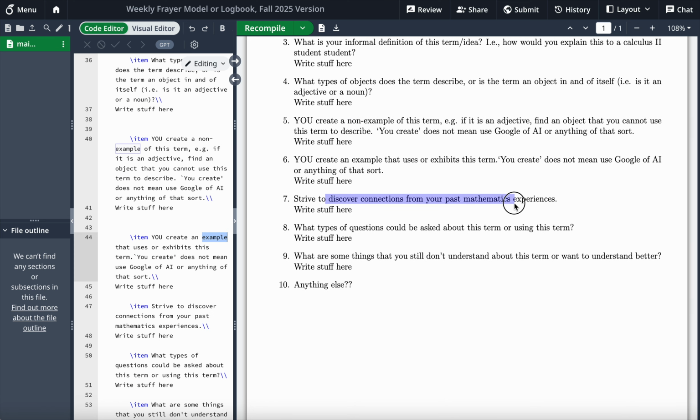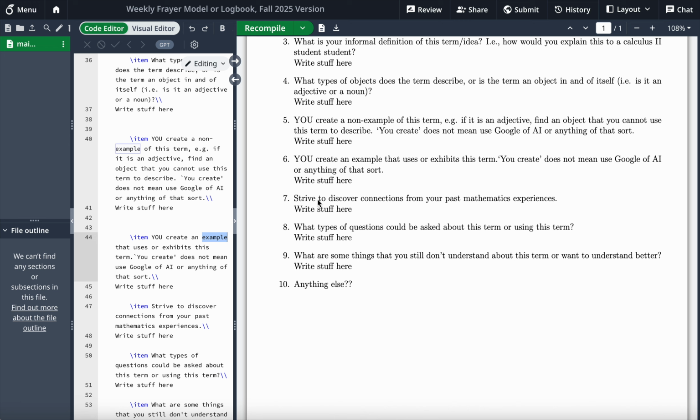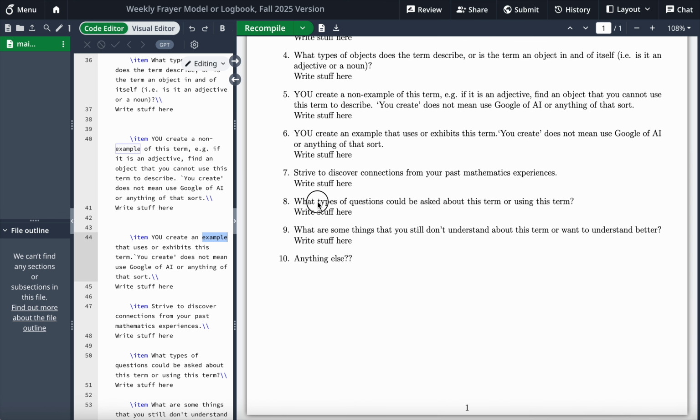Making connections with past mathematics classes or past mathematics experiences. Did this term remind you of some other term from Calc 1 or Calc 2 or linear algebra or something like that? What types of questions can be asked about this term? Here I'm trying to get you to predict quiz and exam questions or homework questions, things like that, to get you thinking about, okay, what types of interesting things could we ask? What are some things that you still don't understand, and then anything else that you find interesting?